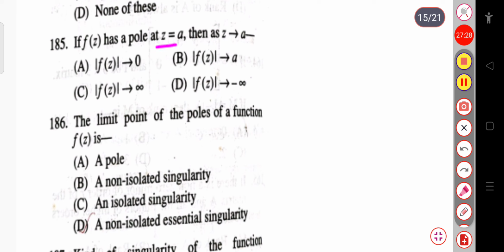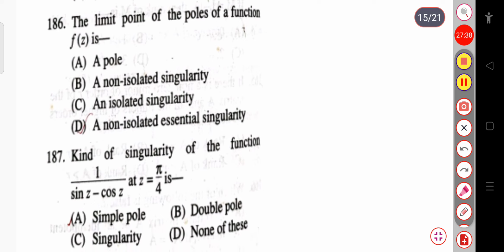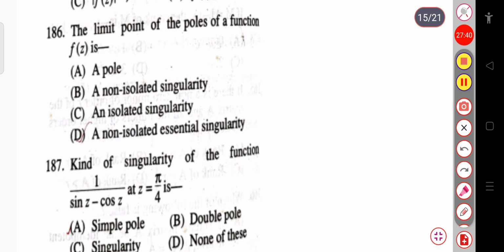The next question: if f(z) has a pole at z equal to a, then as z tends to a, the correct answer is that the modulus of f(z) tends to infinity. Then the next question: the limit point of the poles of a function f(z) is a pole, a non-isolated singularity, an isolated singularity, or a non-isolated essential singularity? So this will be the non-isolated essential singularity.